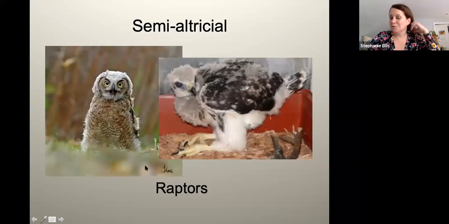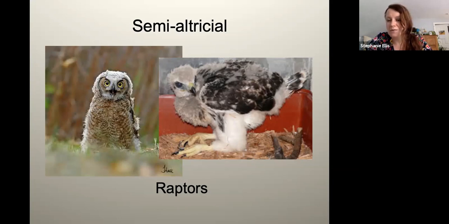And then semi-altricial, I was saying altricial was the robin, naked, blind, helpless. Raptors, the owls and the hawks, they are semi-altricial. When they hatch, they have a dense covering of down. They are able to thermoregulate to some degree on their own. Owls have their eyes closed for the first week or so, but these guys can't leave the nest. They need the parents for warmth, and they need the parents to be fed.